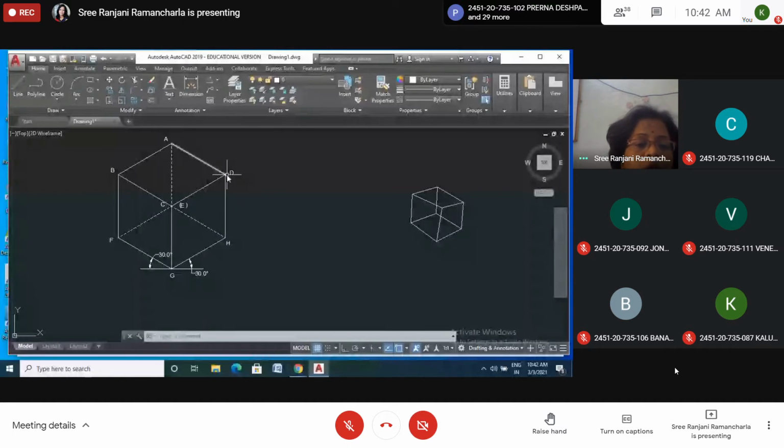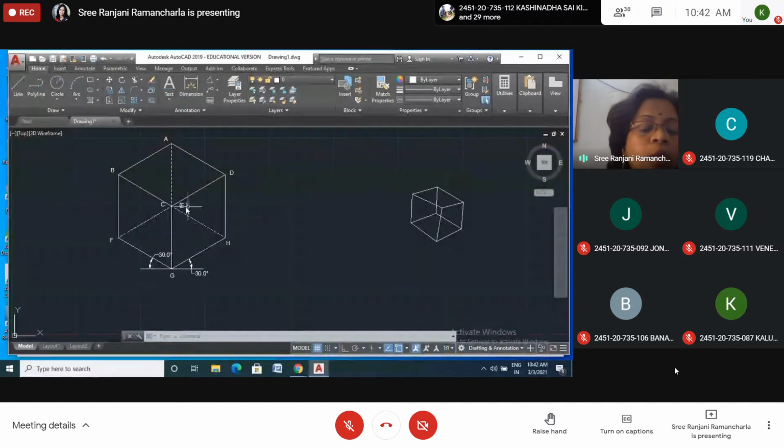These are all parallel to each other. Only main lines are this line, this line, and this line. These are the isometric axis. CD, CB, and CG are the isometric axis. That I will give you all.